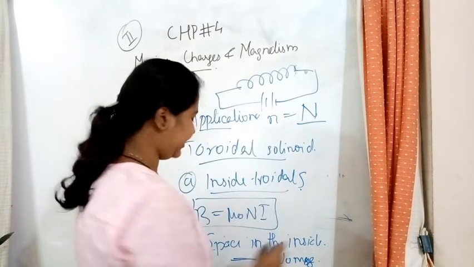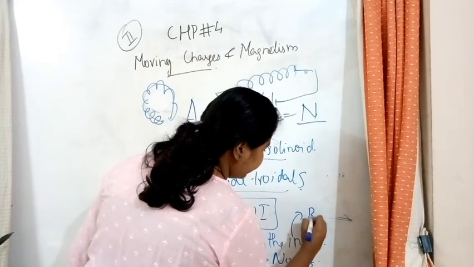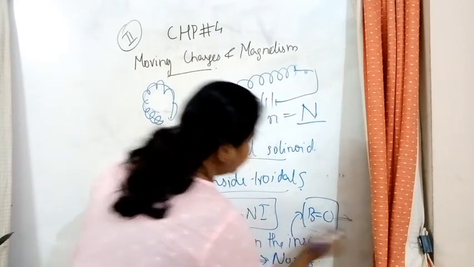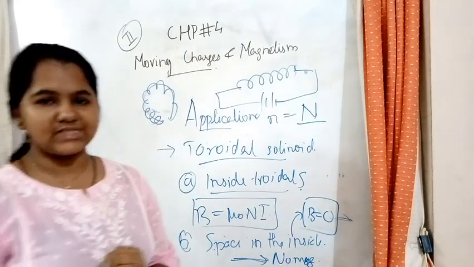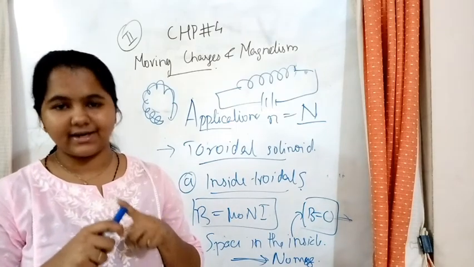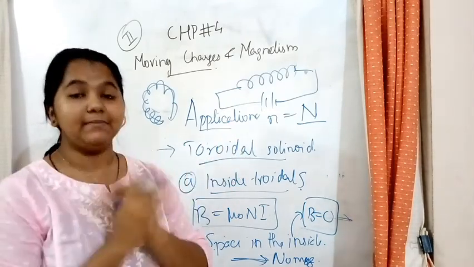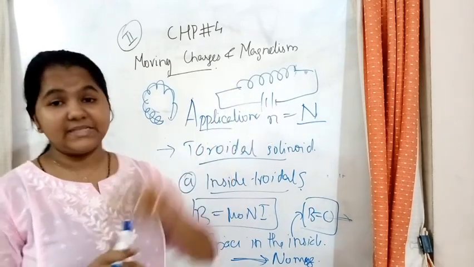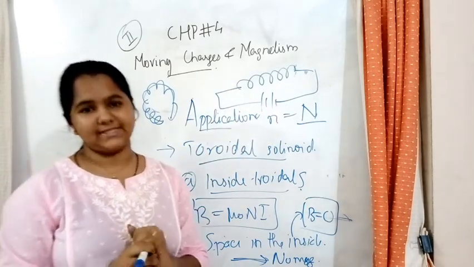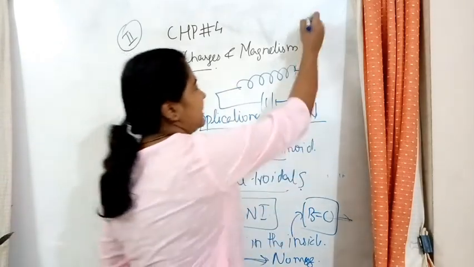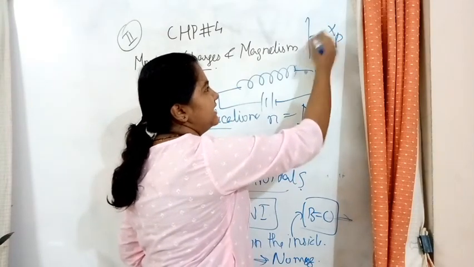Okay, so how would you write that over here? What is this? B is equal to 0. So, what were the three applications that we learned for Ampere's circuital law? The first was for a straight current carrying conductor, similar to our Biot-Savart's law equation, where there was a straight current carrying conductor with a point P at the exterior.